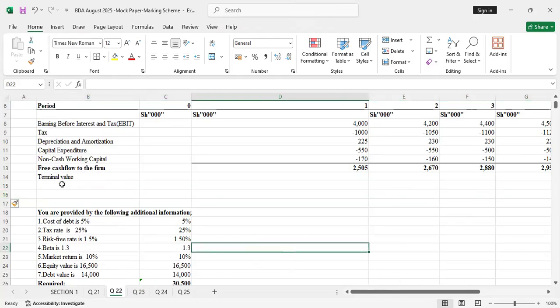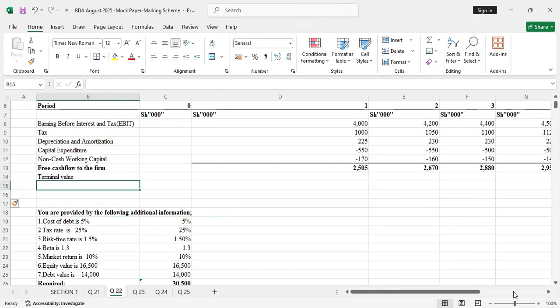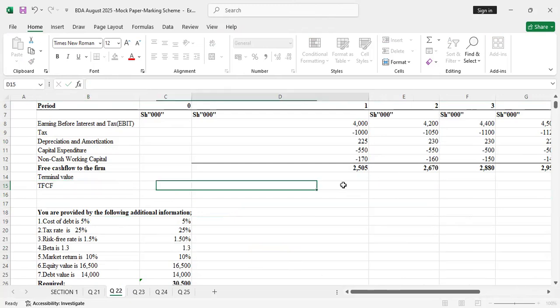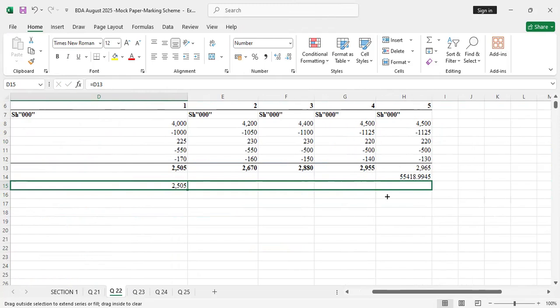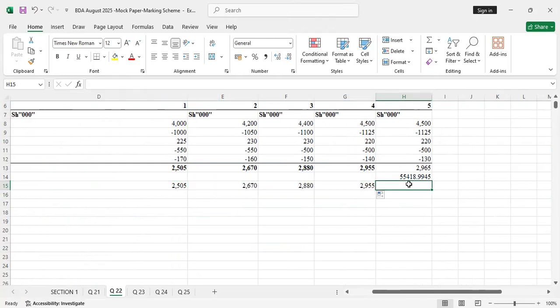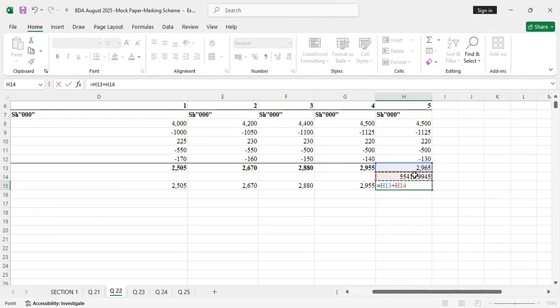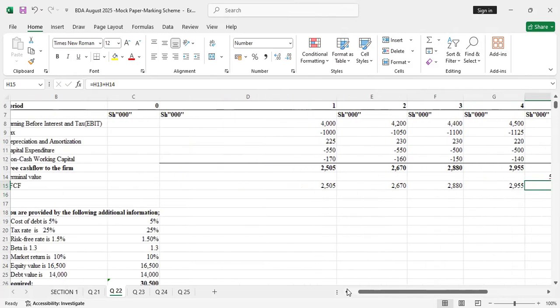So we have our terminal value. Therefore, what is the total free cash flow to the firm? So total free cash flow. For the first year, we'll just have this. Enter. Then I'll drag up to the fourth year. Then when it comes to the last year, we'll have this plus this as the final value. So we'll have that as the total free cash flow to the firm.